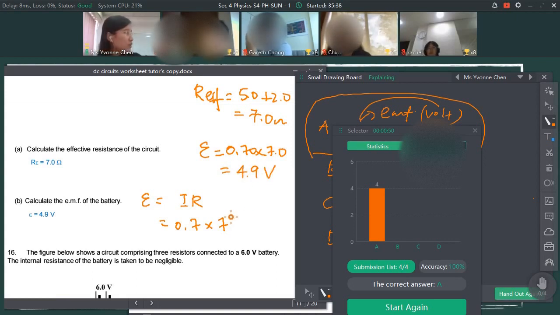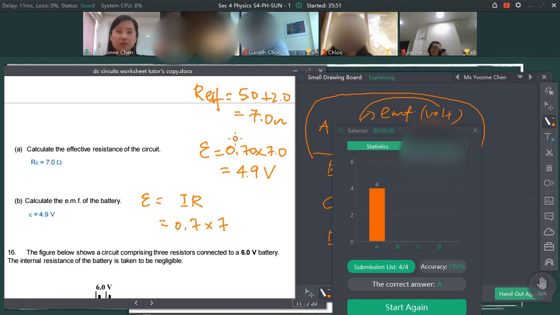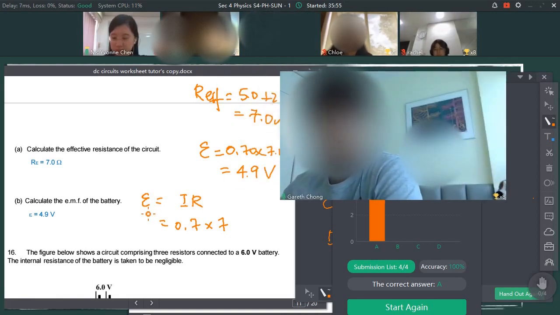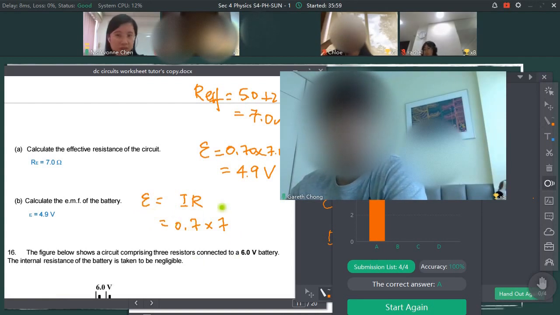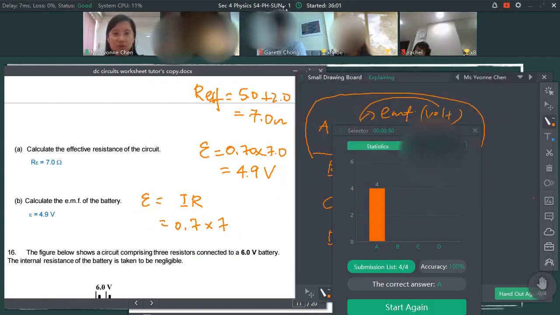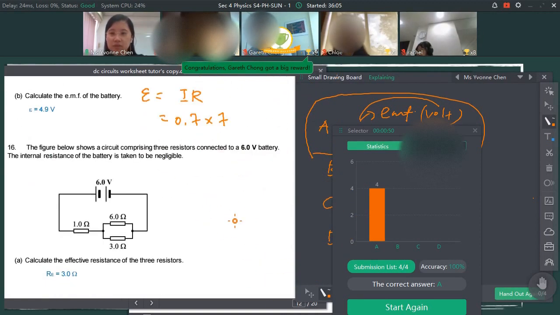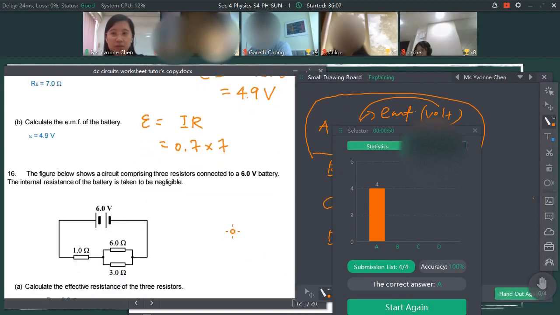But can you just write 0.7 times 7? Anyone want to answer? Raise your hand, please. This is definitely not acceptable. Gareth, please, what's wrong with this working? Must be 2SF. Yes, 2SF. Very good, thank you. So far okay? Can we move on?